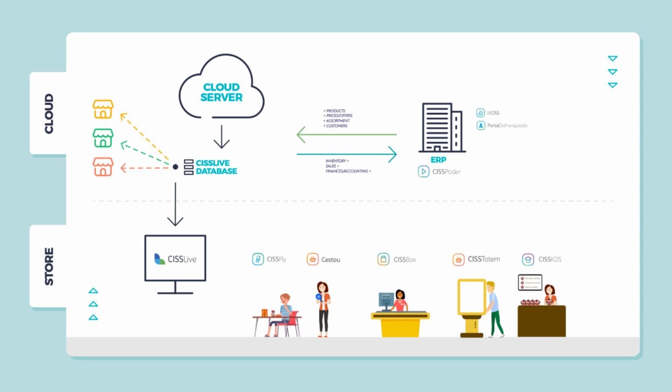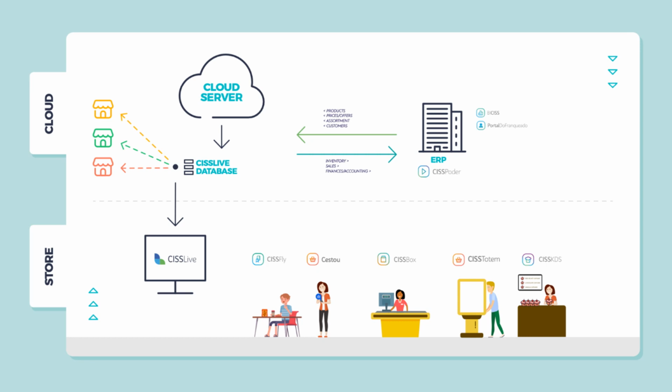The third is the CISS Box, the main POS system. And then we have Sesto, a customized marketplace e-commerce. And the last one is called CissFly. It is an extra POS system with mobile functions. All these POS systems are connected with CissLive ERP, delivering a full management of the companies who use them.